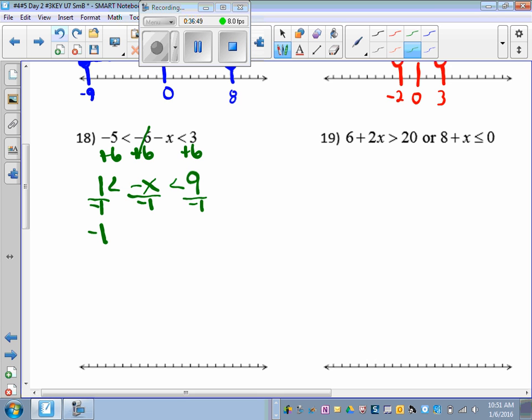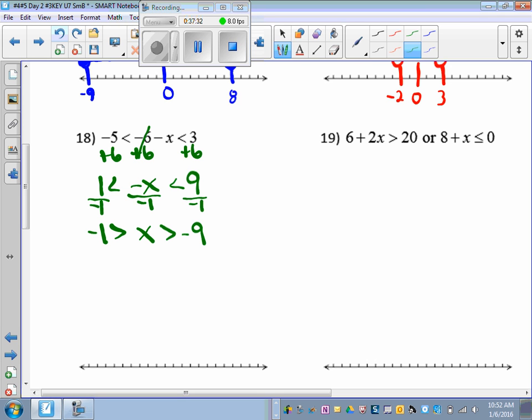Now, whenever we multiply or divide by negative, what do we have to do? Flip it. This becomes a positive x. 9 divided by -1 is -9, so we have to flip that side as well. If you don't divide by a negative, you don't have to flip it. You only flip when you multiply or divide by a negative. Leave the x? Then when you graph it, your solutions would be 1 to 9, but you have to get x completely by itself.